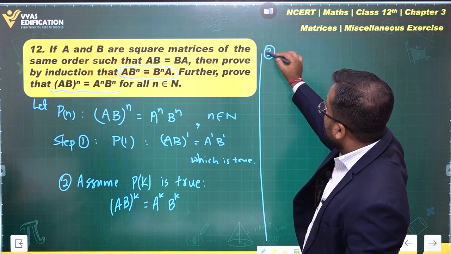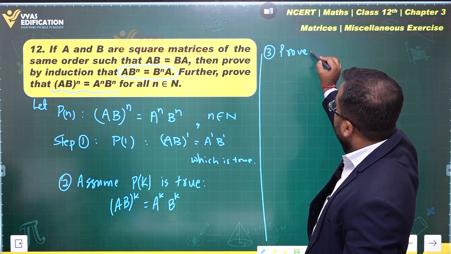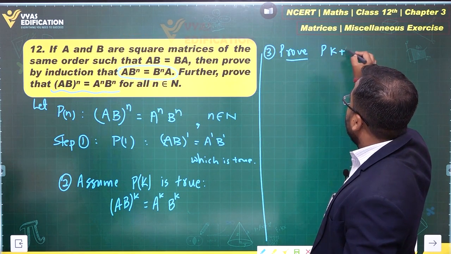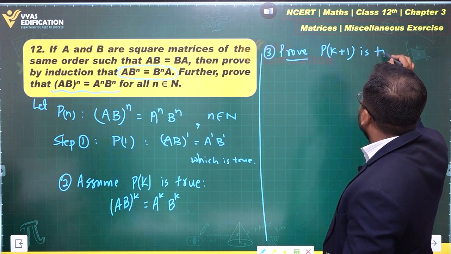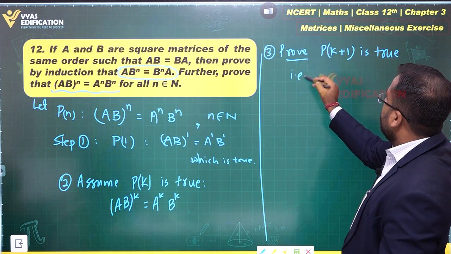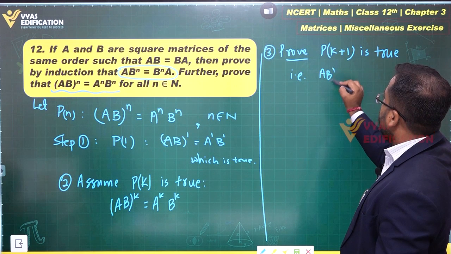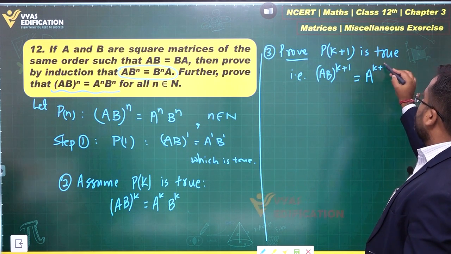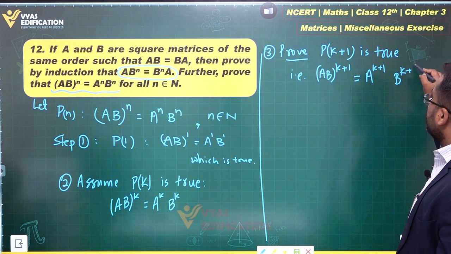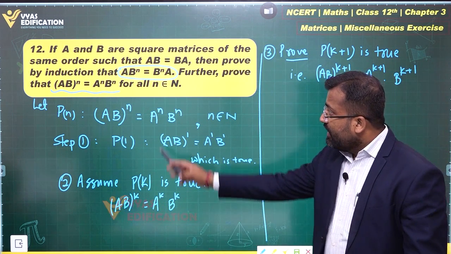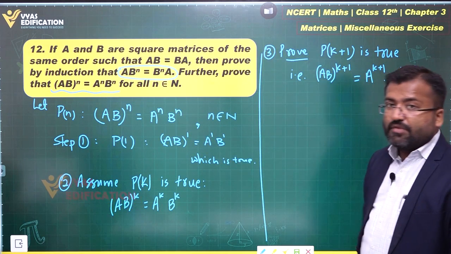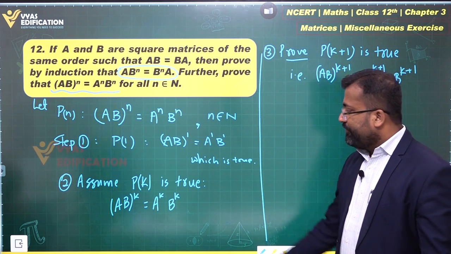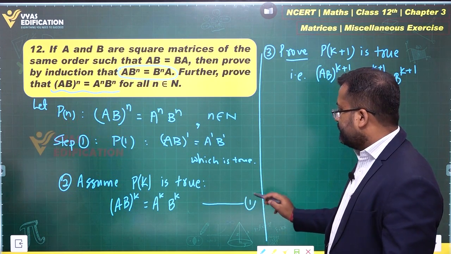And third, prove Pk+1 is true. That is (AB)^(k+1) is equal to A^(k+1) times B^(k+1). This is important, right? (AB)^(k+1) is A^(k+1) times B^(k+1). This is true. Let's call this statement 1.